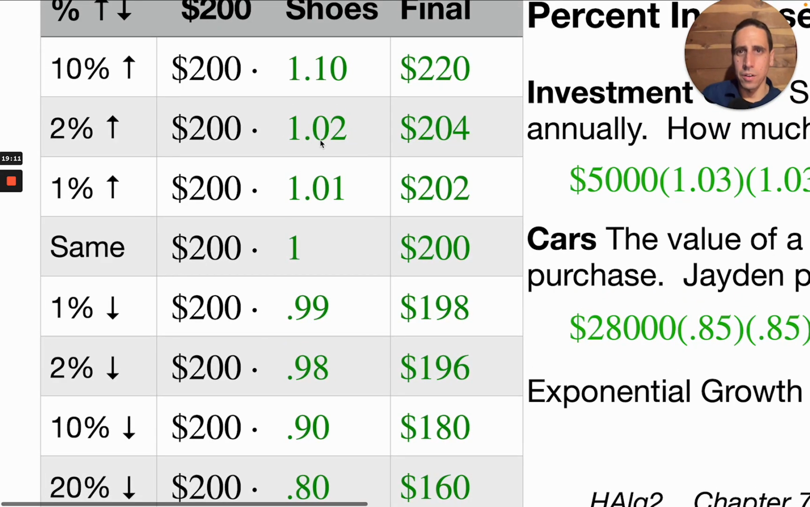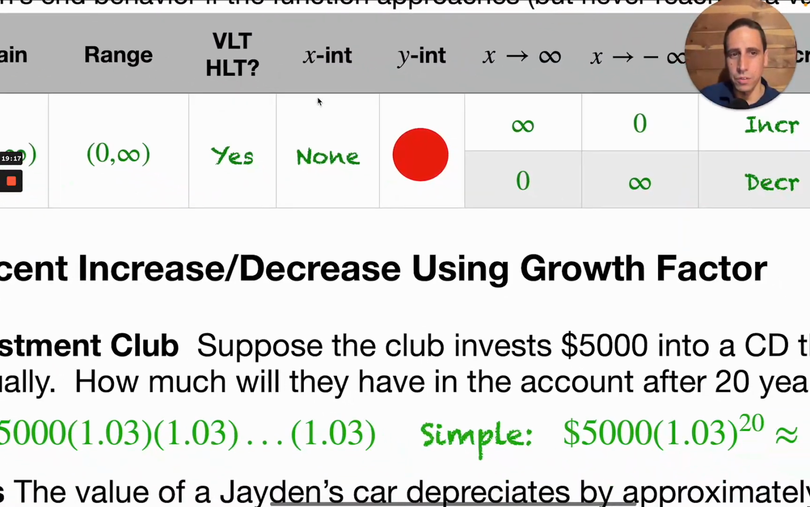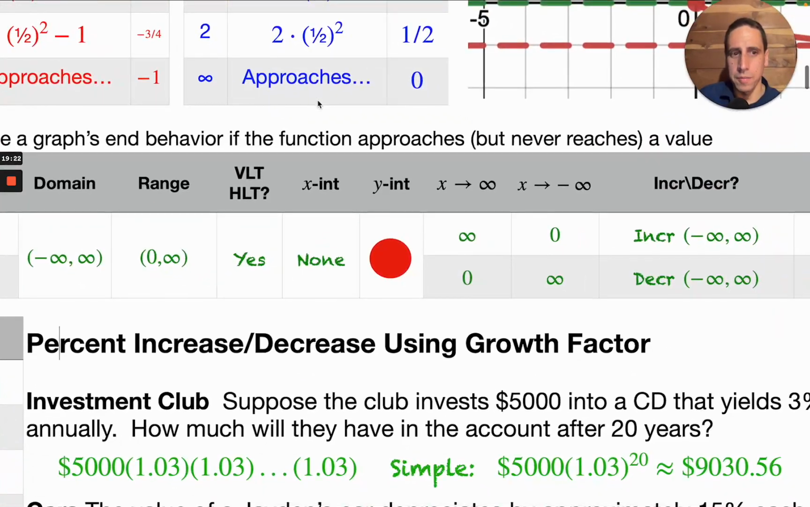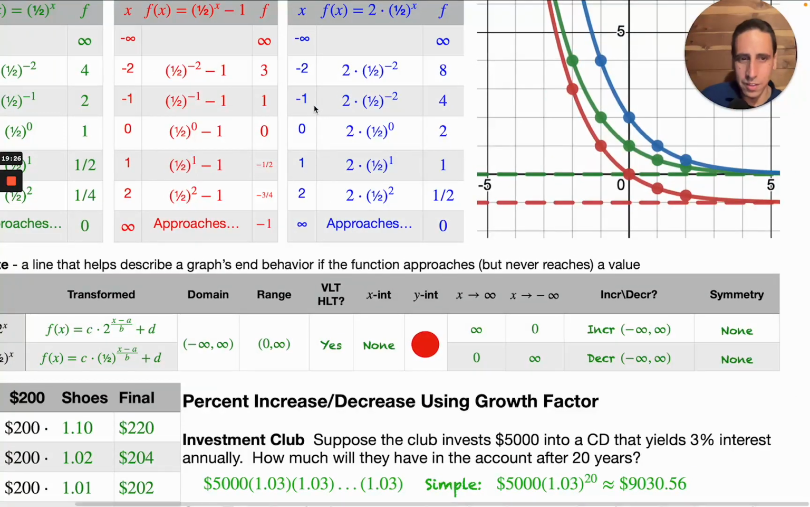This is what I call multiplying it by a growth factor. So it's a lot easier to do percent increase and decreases using growth factor. So here's an example. Suppose the club invests $5,000 into a CD that yields 3% interest every year. How much will they have in the account after 20 years?